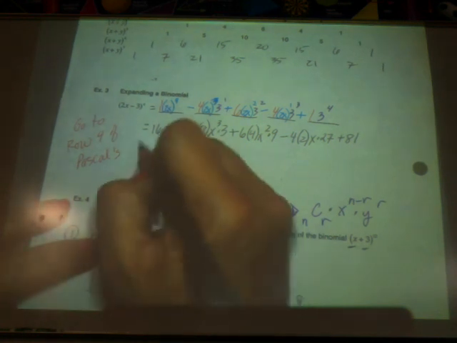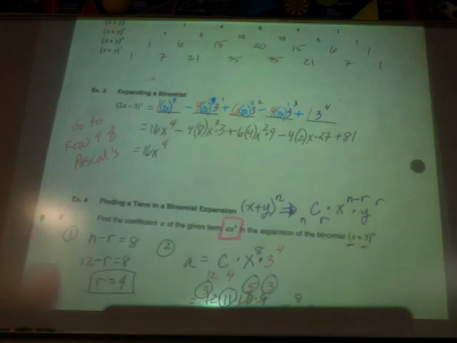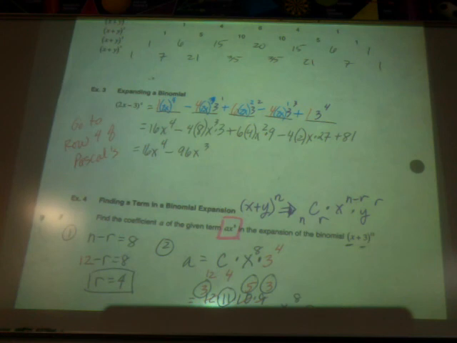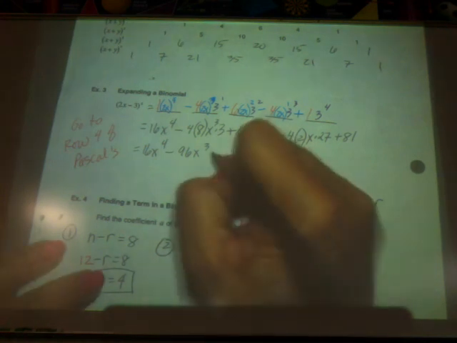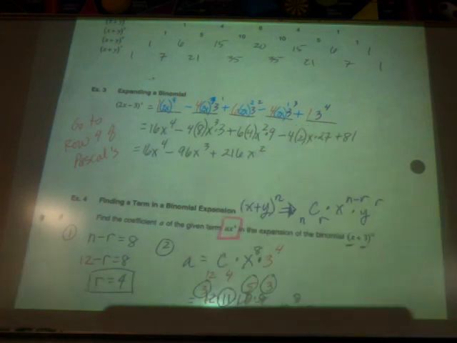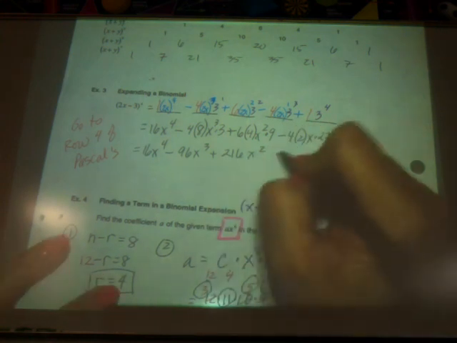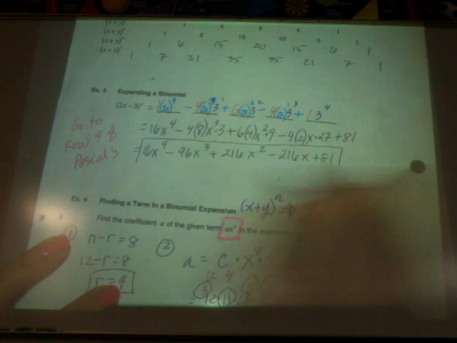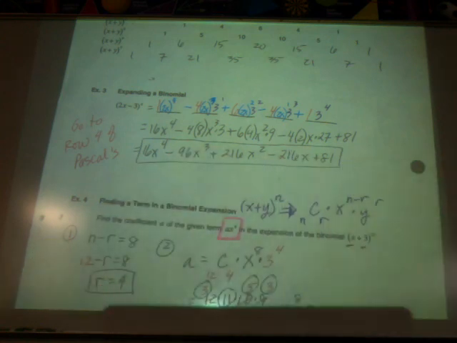And then do your final multiplications. And then 4 times 8 times 3 is 96, so minus 96x cubed. 6 times 4 times 9 is 216x squared. 4 times 2 times 27 is also 216, so minus 216x, and then plus 81. That's a whole lot shorter than taking 2x minus 3 times 2x minus 3, and then that times 2x minus 3, and then that times 2x minus 3. Can you imagine how much room that would take to do?